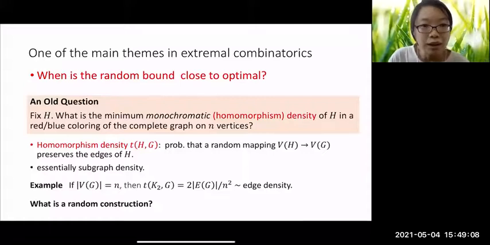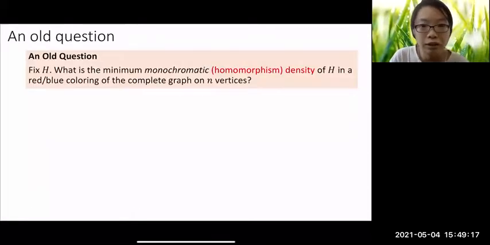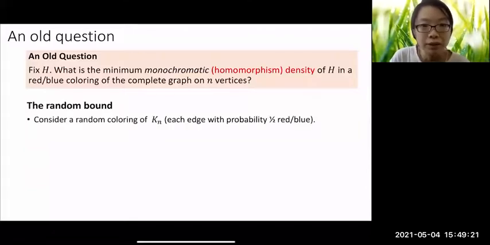Since the big question asks about when the random bound is close to optimal, we have to say what the random construction is here. So again, this is the question, and what should be the random bound? Here H is fixed, so the only randomness can come from the edge coloring of Kn. For now, let's color each edge of Kn red with probability 1/2 and blue with probability 1/2, and all the edges are colored independently.